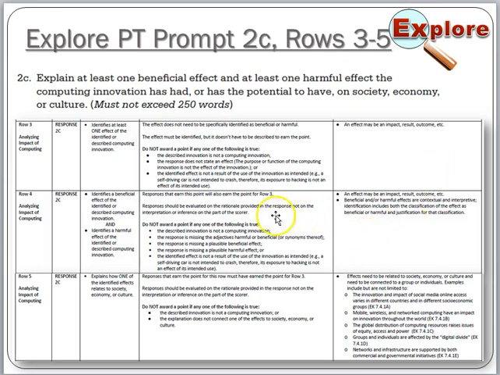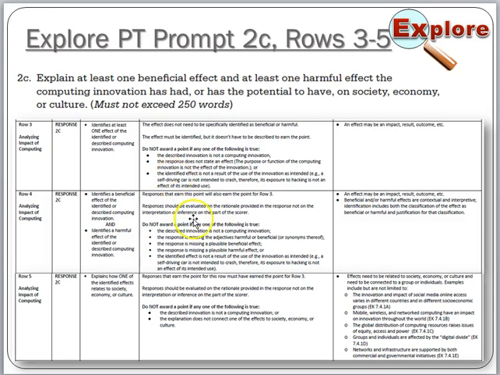Row 4 of the rubric says that you identify a beneficial or a positive effect and a harmful effect. Notice right here in the scoring criteria, it says that responses that earn the point for row 4 will also earn a point for row 3. So you can actually shoot for row 4 and let row 3 take care of itself. If you do a great job on row 4, row 3 is going to be a byproduct and earn your point. So just shoot past row 3 if you'd like to and nail down row 4.